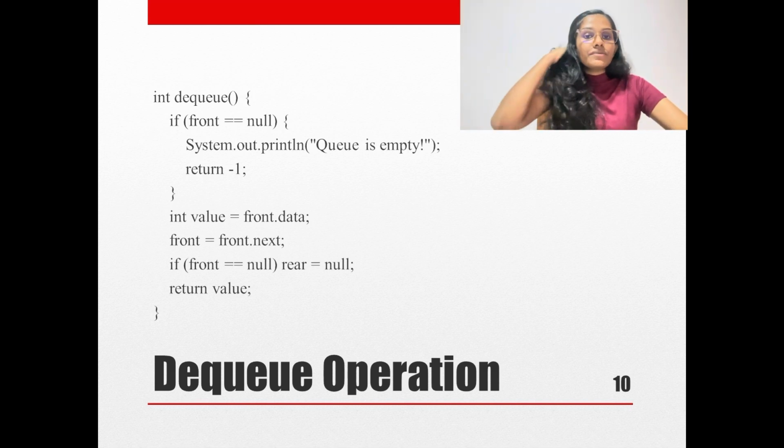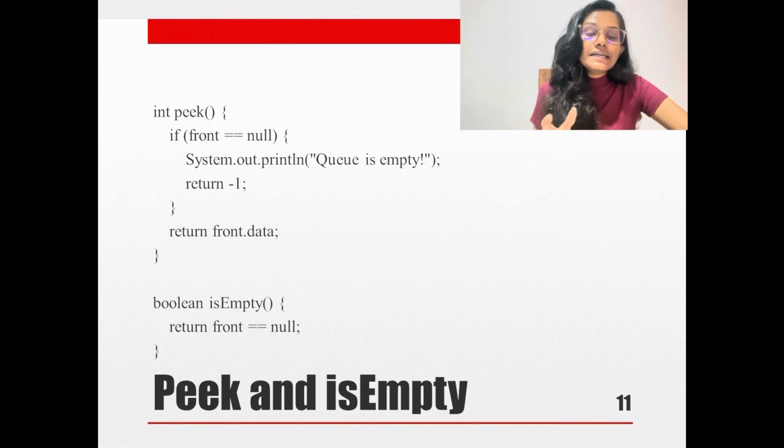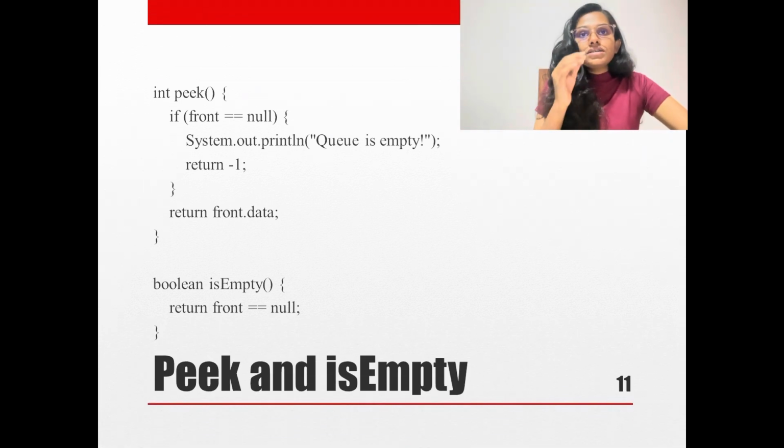Next, let's talk about the peek and isEmpty part. Peek shows the front element without removing it, while isEmpty checks whether the queue has any nodes left.